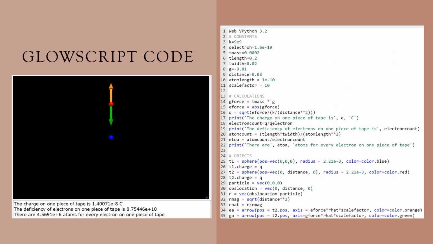All those calculations come together in the GlowScript code. As you can see, I specified K and the Q electron and a number of other things like the tape mass, tape length, tape width, and gravity and other things as well. I then used those values to calculate the equations I specified on the previous slide. And you can see many of these calculations, such as tape length times tape width divided by the atom length, to be able to get the atom count.